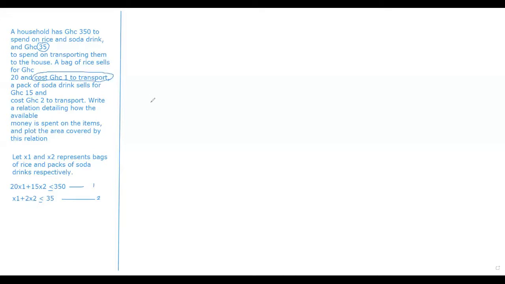So it will be 1. And what is the decision variable for rice? It is x1. So we don't write 1x1, we just write x1. 1x1 is equal to x1, but the coefficient 1, we don't write it. And the pack of soda drinks sells for 15 cedis, and it costs 2 cedis to transport them from the warehouse to your house. So that one is plus.